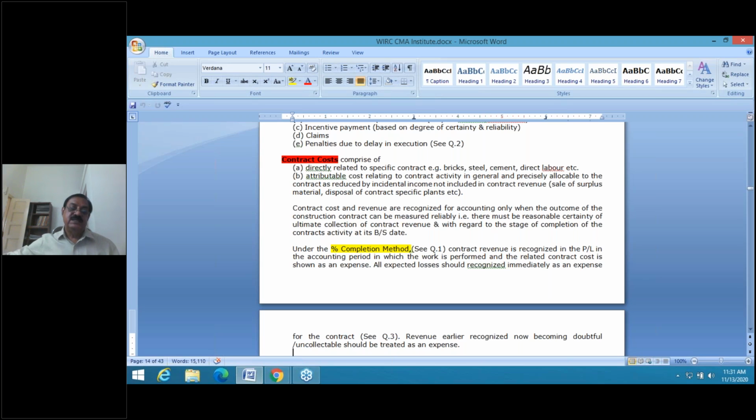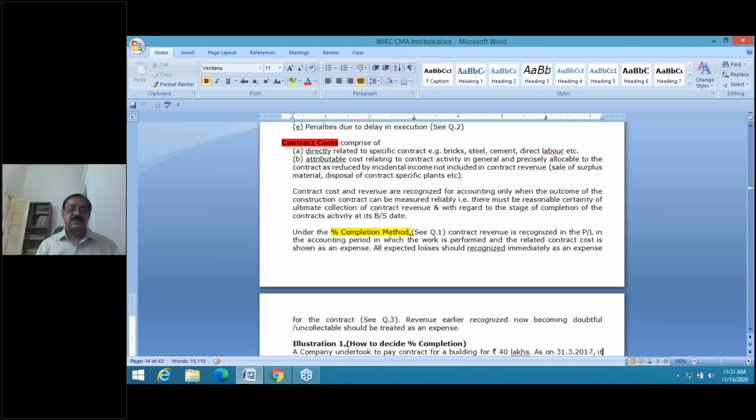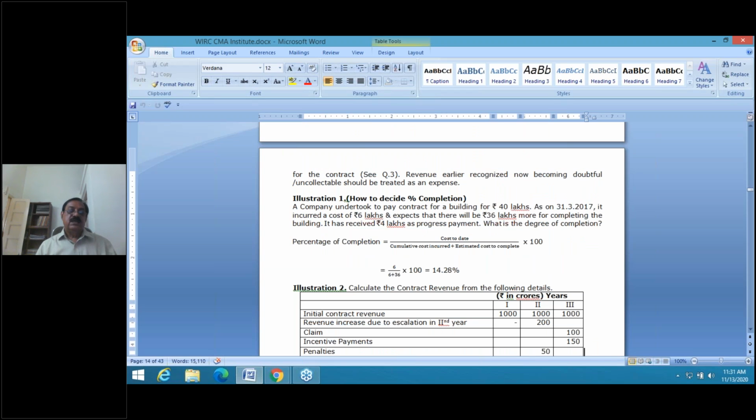In your WIP credit side, you show work certified and uncertified work. So that figure, how will you decide based on this percentage completion? How is this percentage completion calculated? Let's go to the first illustration. It is based on expense incurred.